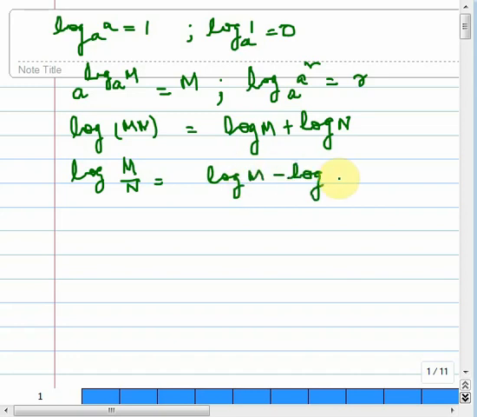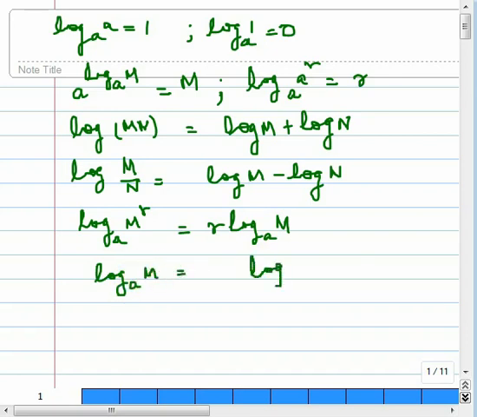I'm not writing the base in any of the equations. And log a m to the power r is equal to r log a m. And the last one was the change of base property. Log m to the base a is equal to log m to the base b upon log a to the base b. So we have already written all the formulas and the properties of logarithmic functions.